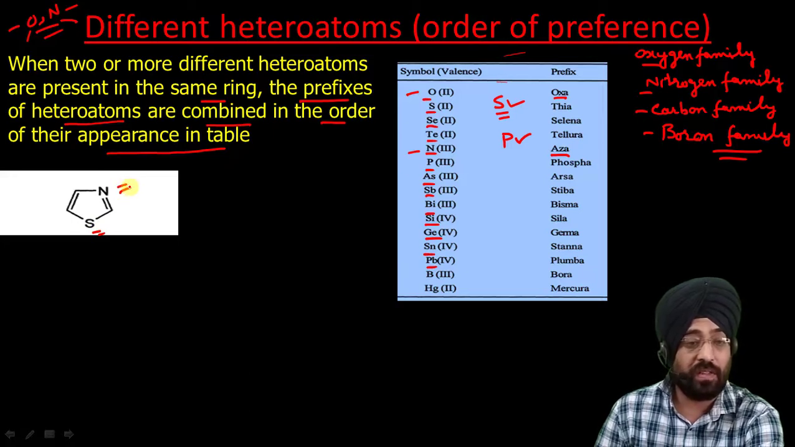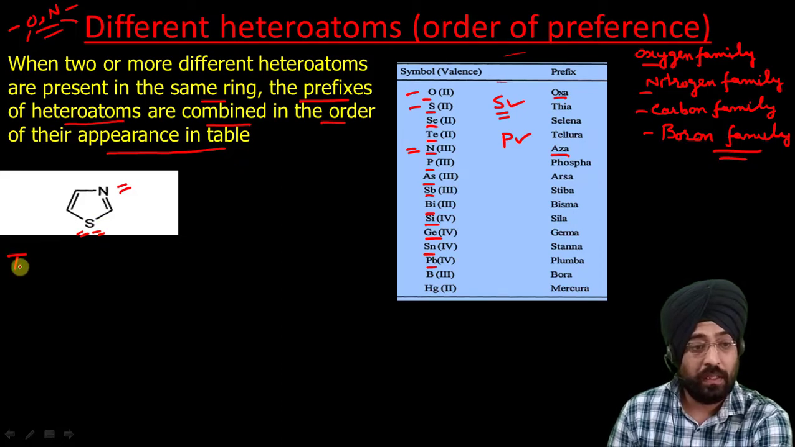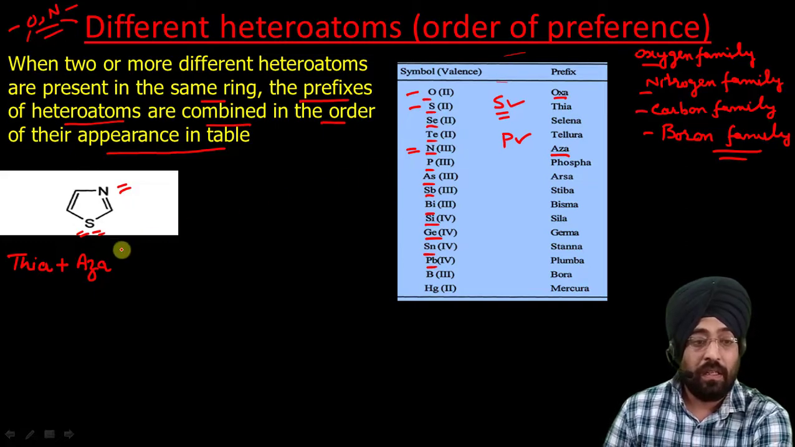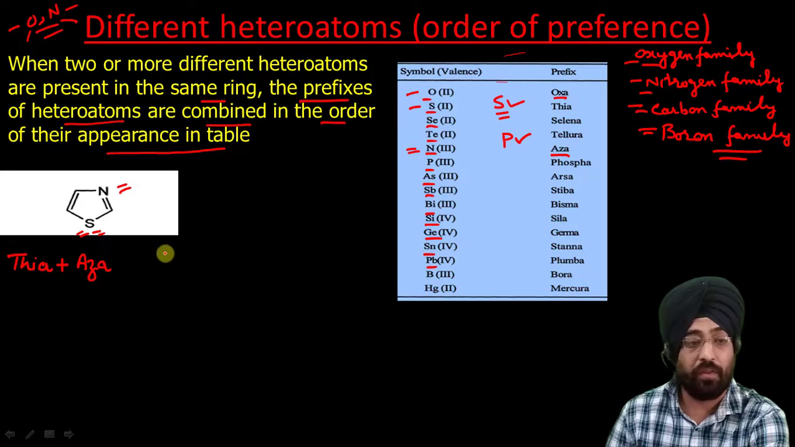So what we have to do now, first we have to assign the preference. Now we have to use a prefix for sulfur as well as nitrogen according to preference. Now you can see from this table, sulfur comes first before nitrogen, so sulfur will be given the higher preference, so its name will be first. The prefix for sulfur, thia, plus the prefix for nitrogen, aza. How have I chosen sulfur? From this table of preference. So the trick to remember: the oxygen family has higher preference than the nitrogen family, which has higher preference than the carbon family, which has higher preference than the boron family.